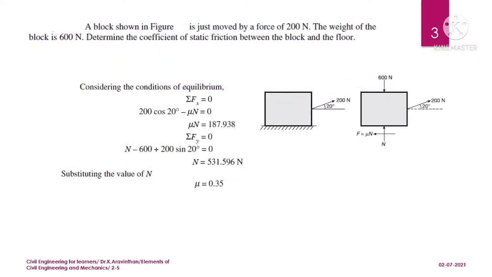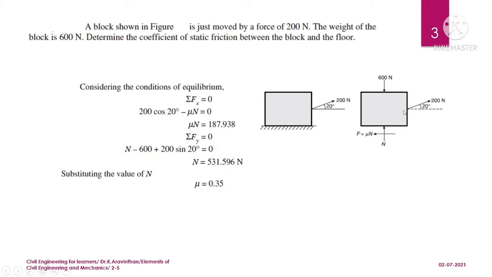Let us take a problem. A block shown in the figure is just moved by a force of 200 Newton. The block is placed on a floor, and the force acting on the block is 200 Newton at an angle of 20 degrees. The weight of the block is 600 Newton, and we have to determine the coefficient of static friction between the block and the floor. If the object is dragged, there will be friction between the two objects. This is called dry friction. If the object moves in one direction, friction acts in the opposite direction. Since the force is acting to the right, friction acts to the left.